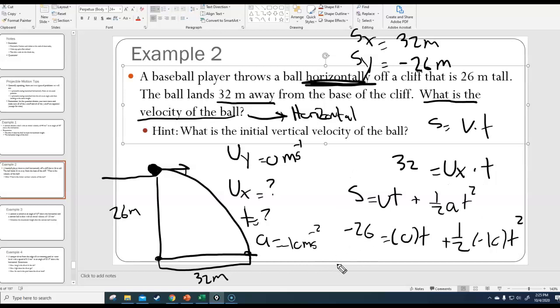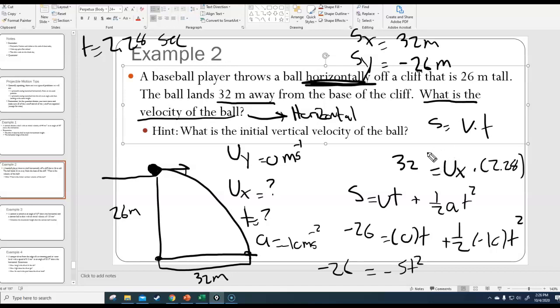So I solve that with basic algebra. Negative 26 equals negative 5 times t squared. I'm going to skip to the end of that. I trust you can do the algebra on your own. 26 divided by 5, take the square root, and you get 2.28 seconds. And now I know how long it takes to fall 26 meters, and I can plug that time back in over here. So now I know that this t right here is actually 2.28 seconds.